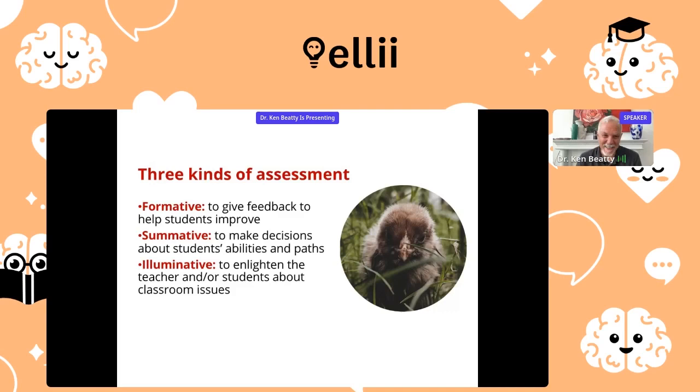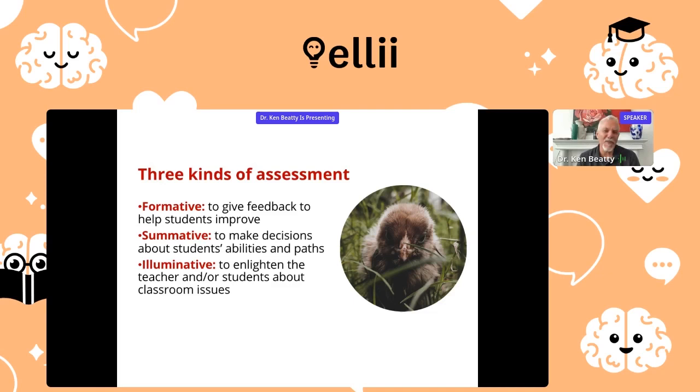Summative is when we're trying to make decisions in assessment about the students' abilities and paths. What can they do? We want to know, are you able to do this and go on to the next level? Illuminative is something nobody ever hears about. I talk about this and people are scratching their heads. They say, what? Illuminative is just simply to enlighten the teacher and/or the students about classroom issues. What's working? What's not working? And it's a question we have to ask all the time.